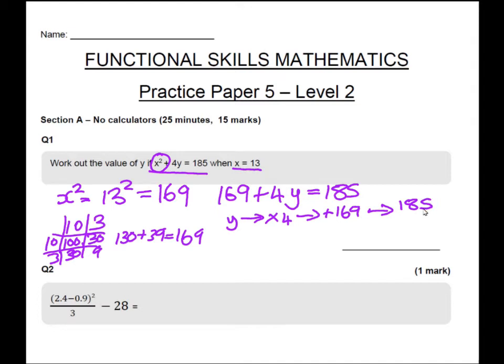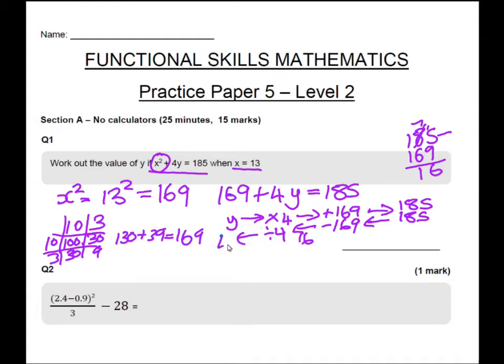So to find out what y is, we need to come back the other way and reverse the functions that we carry out. So if we start off with 185 at this end and we take away 169, we've got 185, take away 169, we end up with 16 coming into the next section. And instead of multiplying by 4, we divide by 4. 16 divided by 4 is part of my times tables. I get 4. So work out the value of y. y is equal to 4.